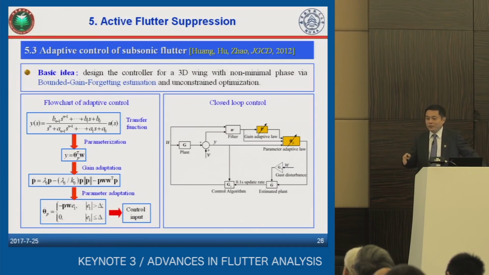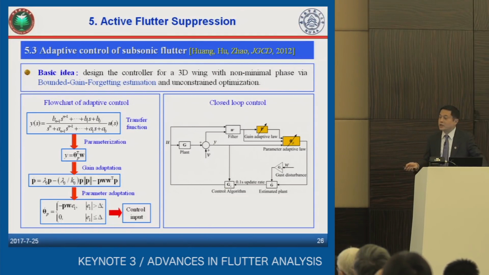The second part of final problems: how to design adaptive control when your flight conditions change. We start with the design procedure in the case of subsonic flutter because this is simple.